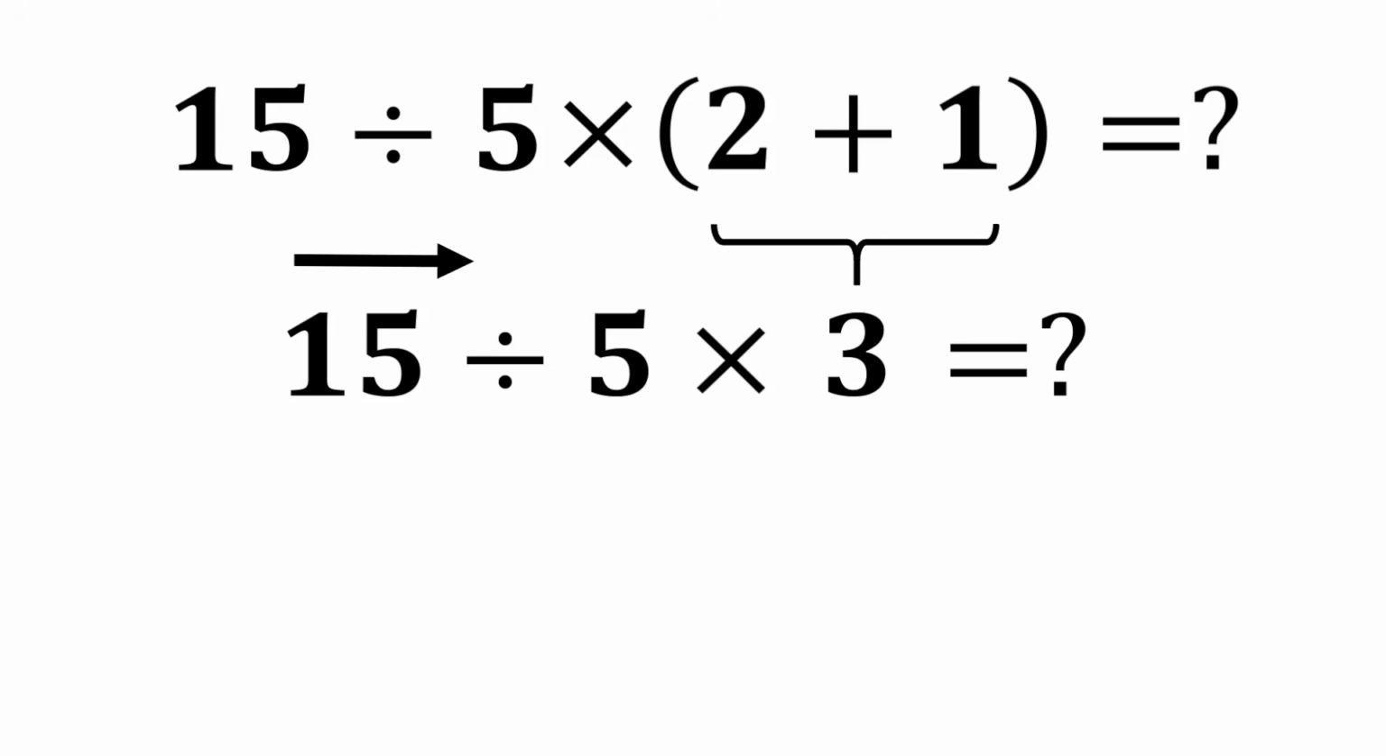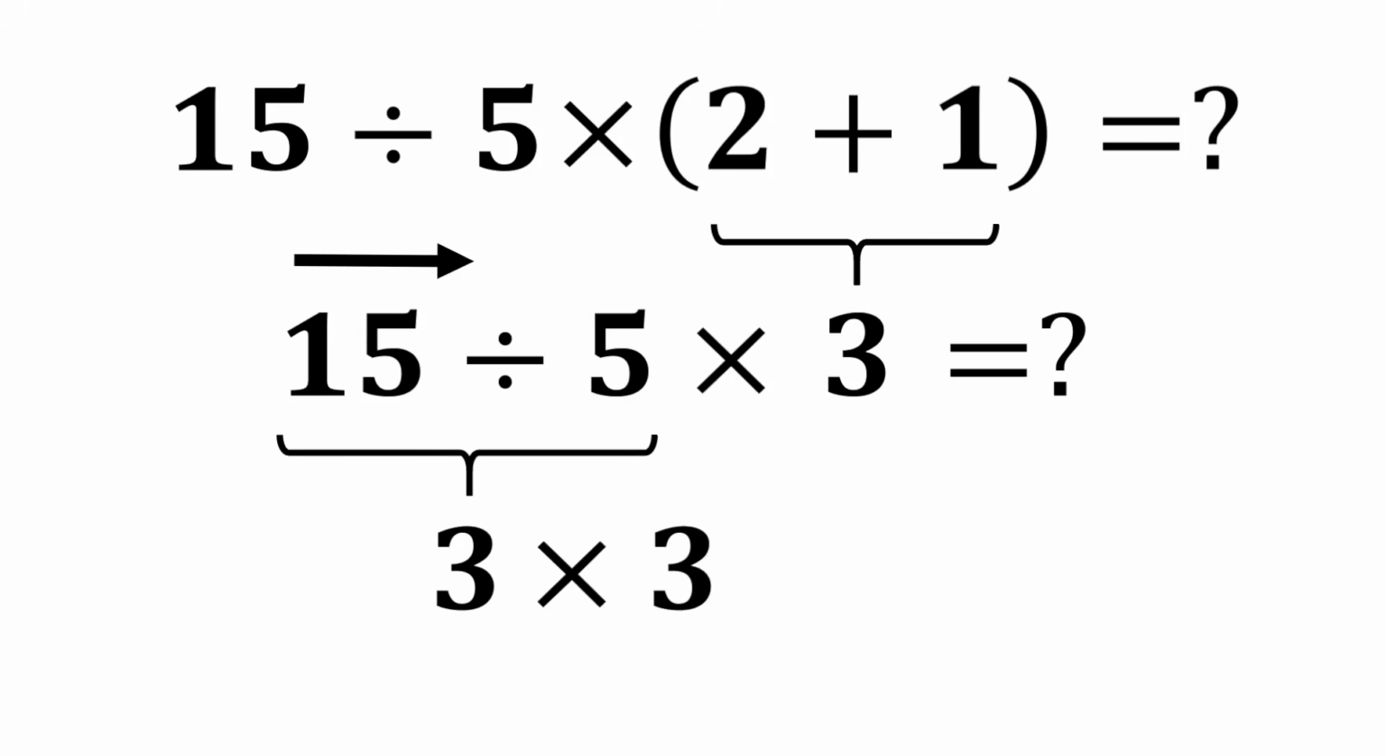Now, in this expression, if we move from left to right, we reach the division first. So, we perform the division first, and then we perform the multiplication. 15 divided by 5 equals 3. Finally, 3 multiplied by 3 equals 9, which is our correct answer.